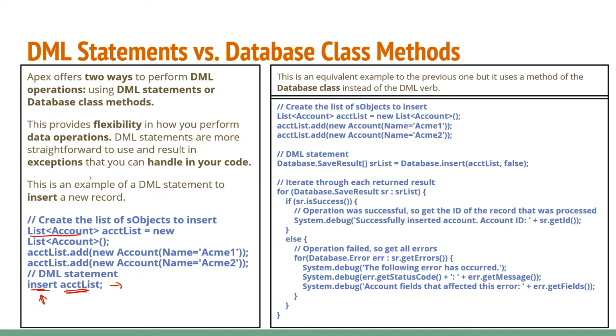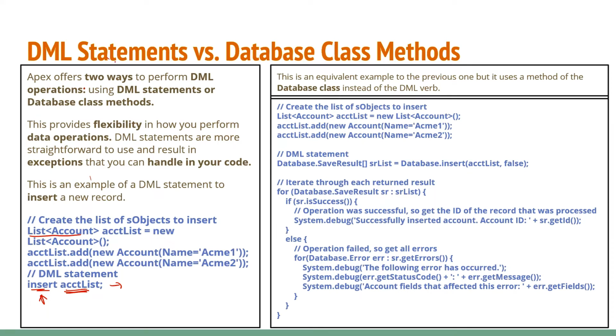Now this is an equivalent example to the previous one, but it uses a method of the database class instead of DML. So the DML statement is straightforward. Insert A, or insert that particular list, or insert that particular record. It can be one record, it can be multiple records, but there is no check. If something goes wrong or if there is an exception, we cannot handle it in the use case where we use DML statements directly, like insert A or insert that particular list. But with database classes, we can do that.